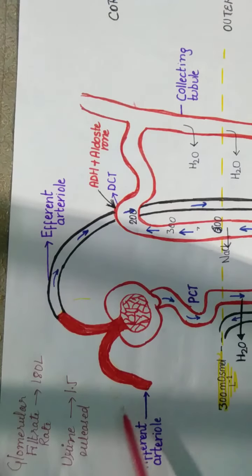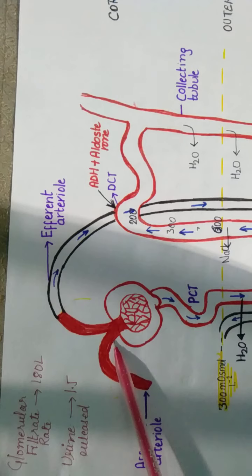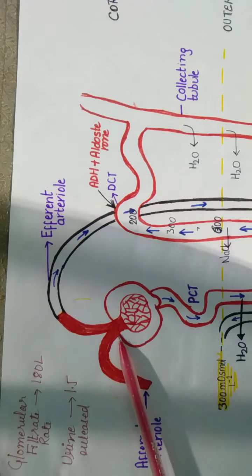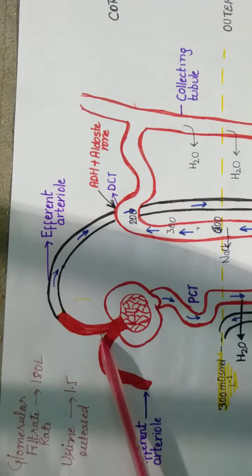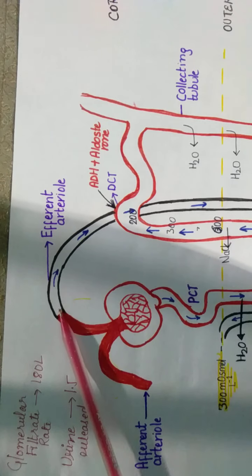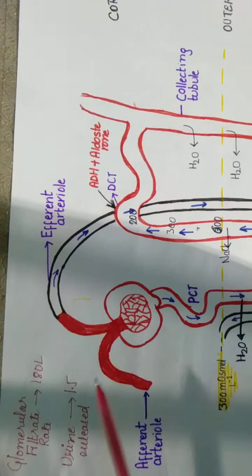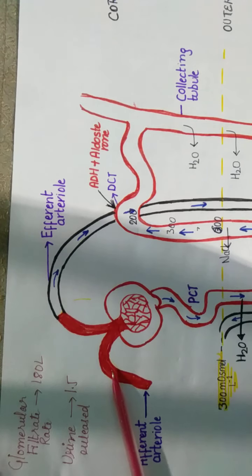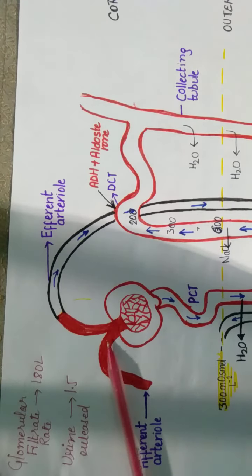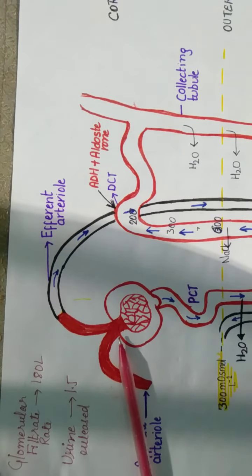So guys, per minute, the afferent arteriole brings 1100 to 1200 ml of blood to the glomerulus, and all the essential components from the blood are taken away by the efferent arteriole and supplied to the heart. And only 125 ml of filtrate per minute remains for the glomerulus.